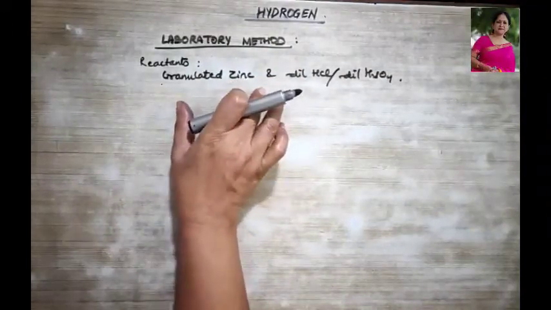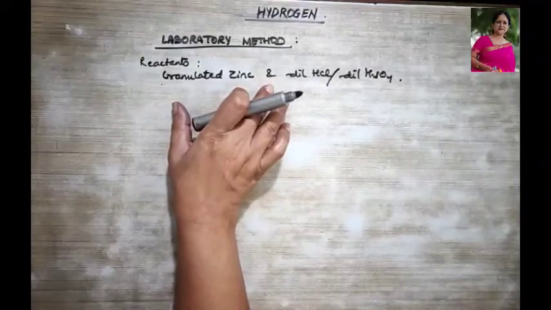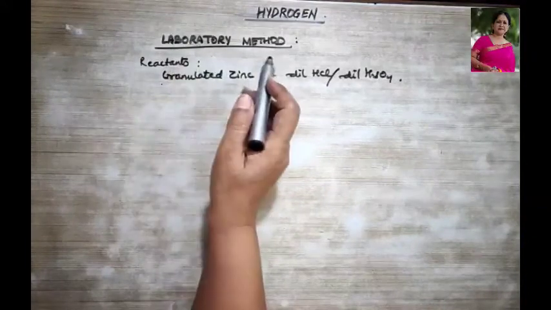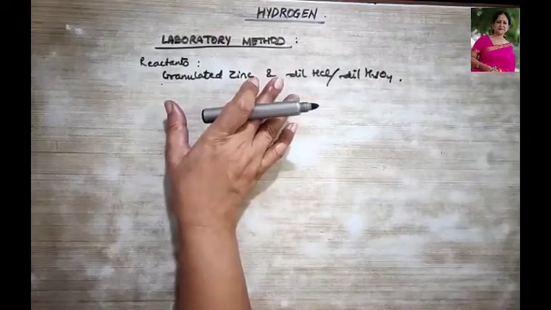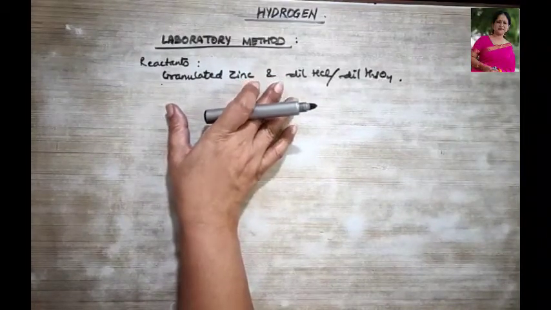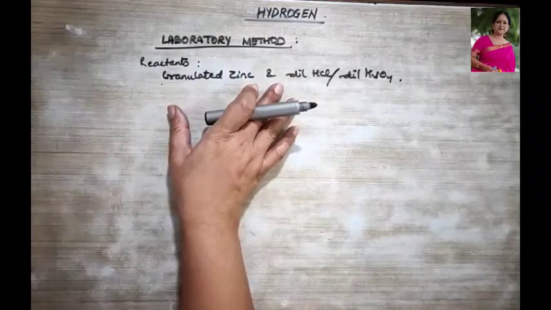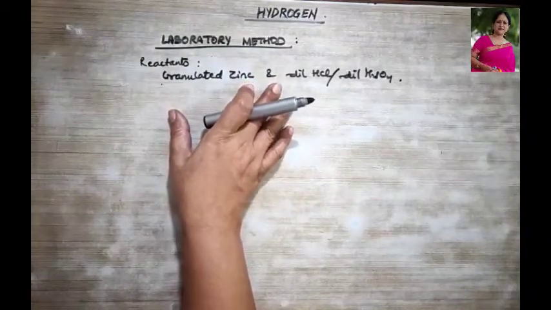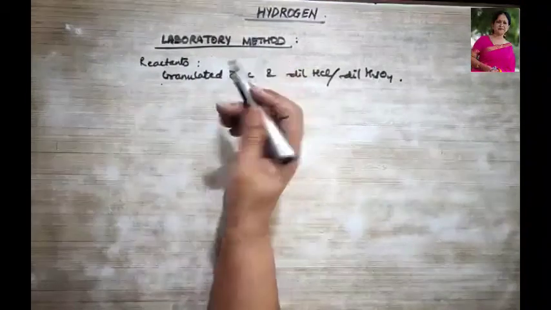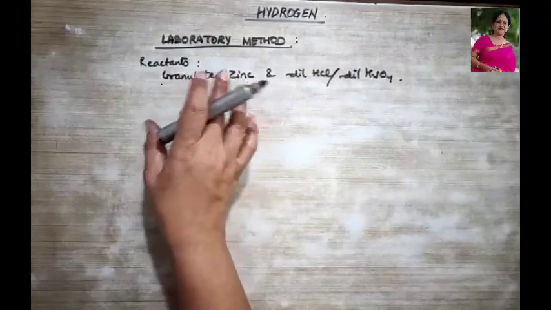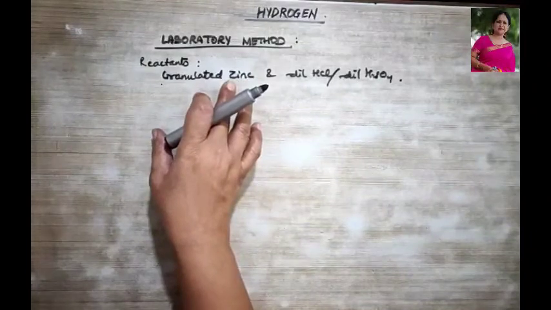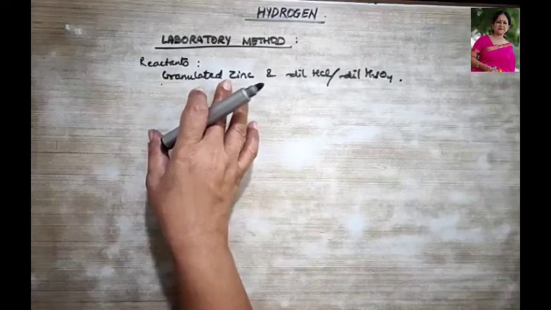Now, granulated zinc is preferred for the preparation of hydrogen in the laboratory because it contains an impurity which is copper, and this acts as a catalyst and enhances the rate of reaction. Therefore, granulated zinc is preferred. Now, no other metal is used over here. So, what is the reason?